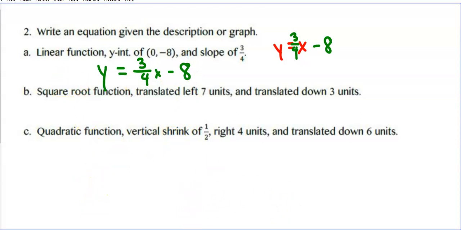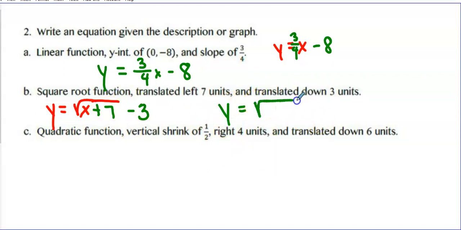Square root function. The square root parent function is y equals square root of x. Translated left 7 units and down 3 units. Left and right is opposite, so I'm going to do plus 7 there, and then down 3 is minus 3. You don't have to rewrite this if you did this part. My new equation would be x plus 7 under the radical and then minus 3 outside the radical.